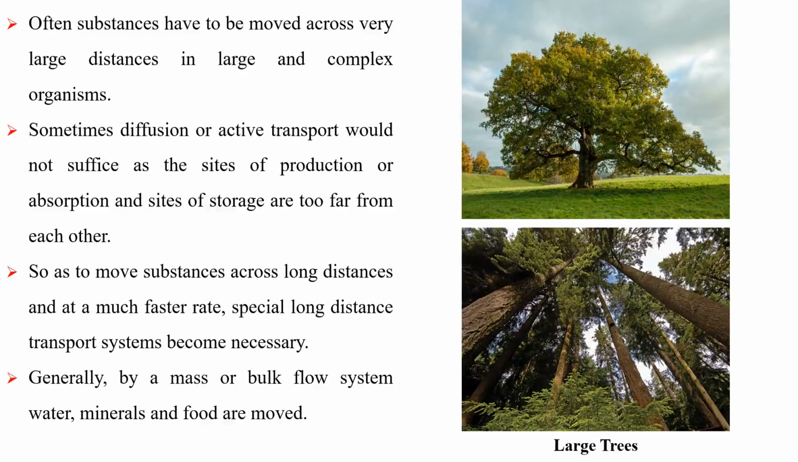Often substances have to be moved across very large distances in large and complex organisms. Sometimes diffusion or active transport would not suffice as the sites of production or absorption and sites of storage are too far from each other, so as to move substances across long distances, and at a much faster rate special long distance transport systems become necessary. Generally, by a mass or bulk flow system, water, minerals, and food are moved.